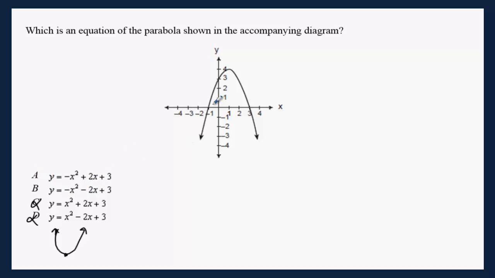Number 2 is the y-intercept. In this case it is positive 3. That's the y-intercept where x equals 0. Both of them have positive 3, so this is not an issue here. Let's think about something else.